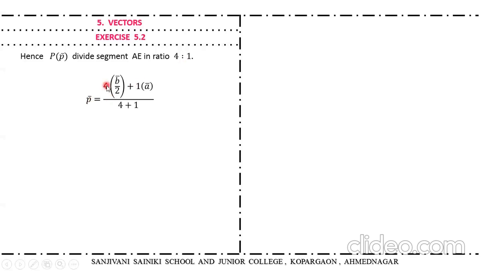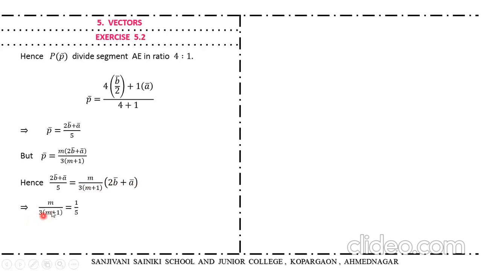So now P bar is equal to (4 times B bar by 2 plus 1 times A bar) upon (4 plus 1). So P bar is equal to (2 B bar plus A bar) upon 5. But P bar is also given as m times (2 B bar plus A bar) upon 3 times (m plus 1). Hence (2 B bar plus A bar) upon 5 is equal to m upon 3 times (m plus 1) times (2 B bar plus A bar), which implies m upon 3(m plus 1) is equal to 1 upon 5, which implies 5m is equal to 3m plus 3. So 2m is equal to 3, so m is equal to 3 upon 2.